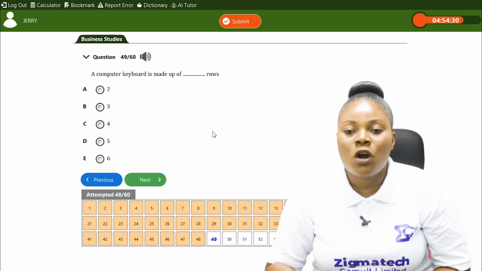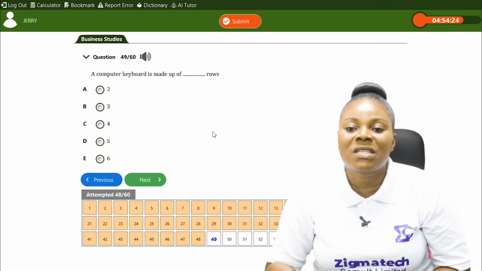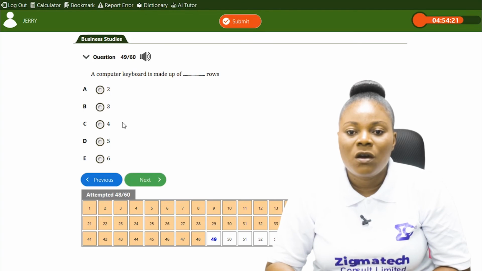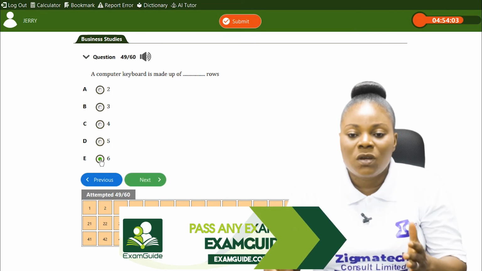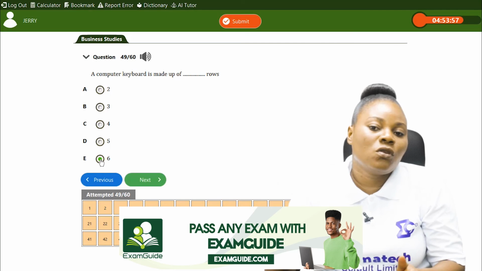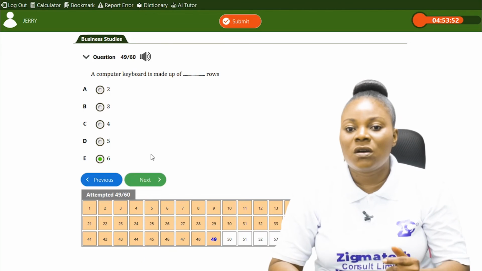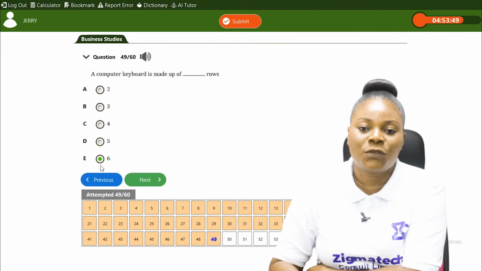The next question, a computer keyboard is made up of dash rows. How many rows do we have on the computer keyboard? Is it 2 or 3 or 4 or 5 or 6? So if you take a look at your computer keyboard, how many rows can we find there? On the computer keyboard, we have 6 rows. If you have access to a computer keyboard, just check out the lines. How many rows do you have on the computer keyboard? There are 6 rows on the computer keyboard. Not 2, not 3, not 4, not 5, but 6. Option E.